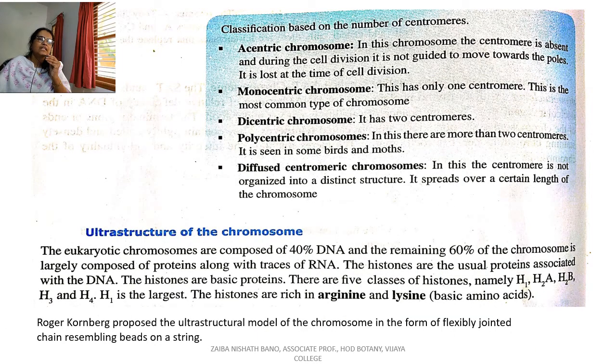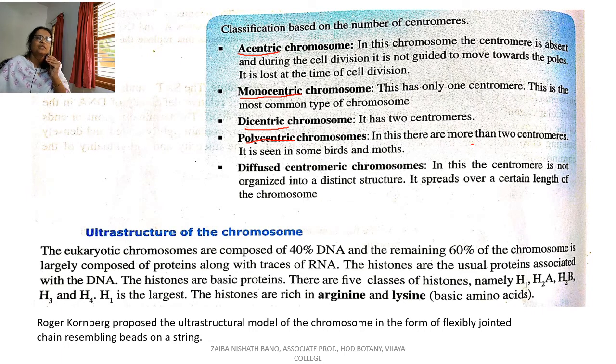Now coming to the classification of the chromosome based on the number of centromeres, you have the acentric chromosome, where the centromere is completely absent. You have the monocentric chromosome, as we just now studied, which is the most common type, having a single centromere. Dicentric chromosomes have two centromeres. Polycentric chromosomes have more than two centromeres.